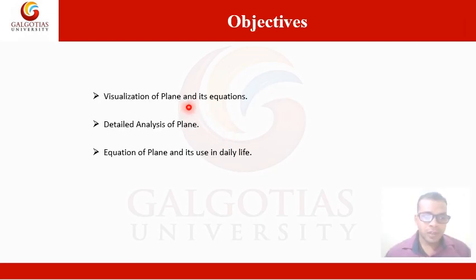In this lecture, the objectives are the visualization of planes and their equations. That means how you can visualize a plane in our daily life and how it works, whether you are standing on a plane or not, whether you are moving in a plane or not, what the equation of a plane is, what the general equation is, what the vector form is, what the intercept form is, and all these things. We will also do a detailed analysis of planes, the equations of the planes, and their daily use in your daily life.